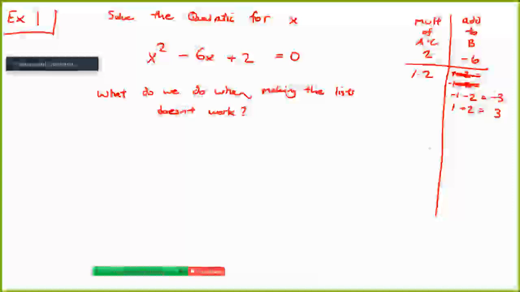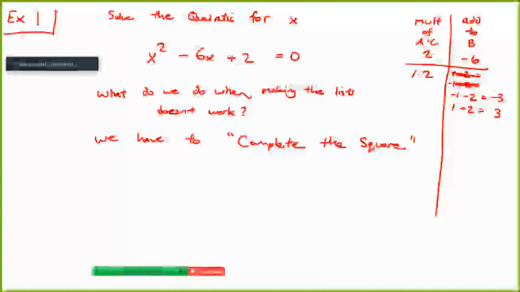We haven't come across a case like this yet where making the list doesn't actually work. And I double checked my work. I didn't miss anything or copy something down wrong. We're following the process and it didn't work. So this is a case where we have to do what's called completing the square. Complete the square.